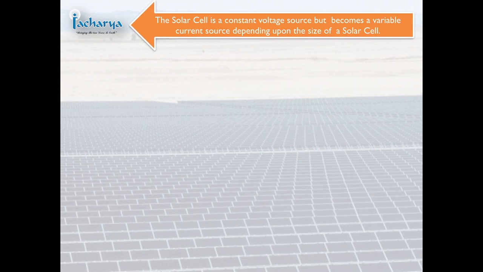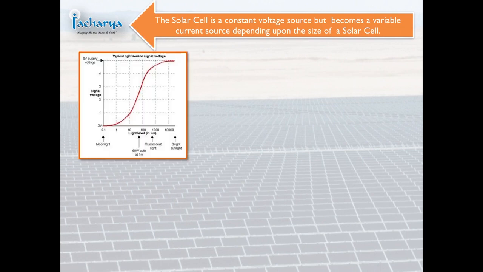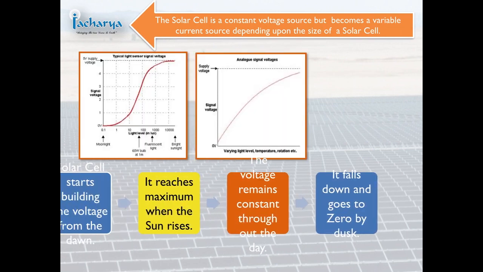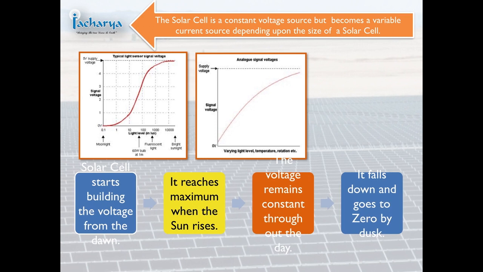Solar cell is a constant voltage source. To explain this, the response by the solar cell starts building the voltage right from the time of dawn and reaches maximum when the sun rises. The voltage remains constant throughout the day and again falls down and goes to zero by dusk, which will be around 20 to 23 minutes from the time of sunrise and sunset. It is for this reason we say the solar cell is a constant voltage source but a variable current source depending upon the size of the solar cell.